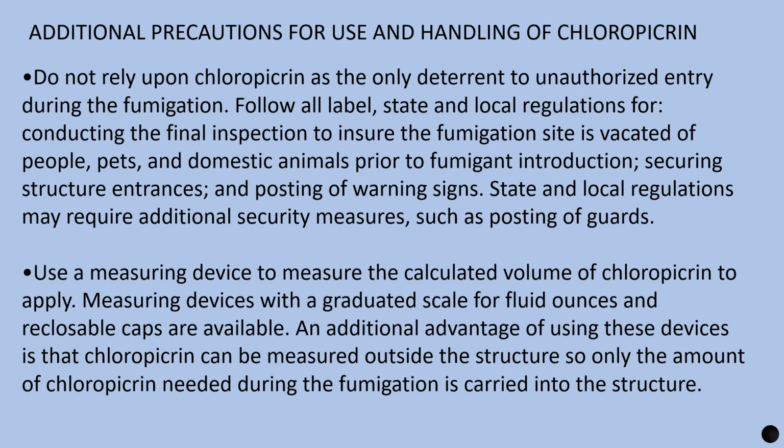Use a measuring device to measure the calculated volume of chloropicrin to apply. Measuring devices with a graduated scale for fluid ounces and reclosable caps are available. An additional advantage of using these devices is that chloropicrin can be measured outside the structure, so only the amount of chloropicrin needed during the fumigation is carried into the structure.